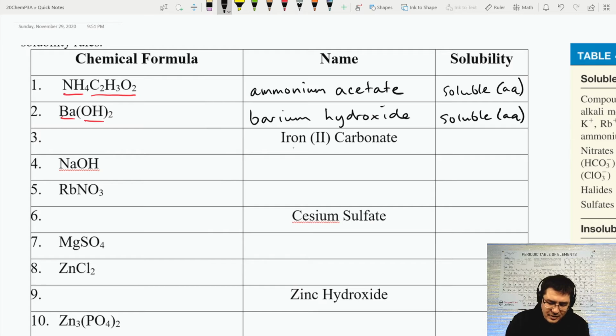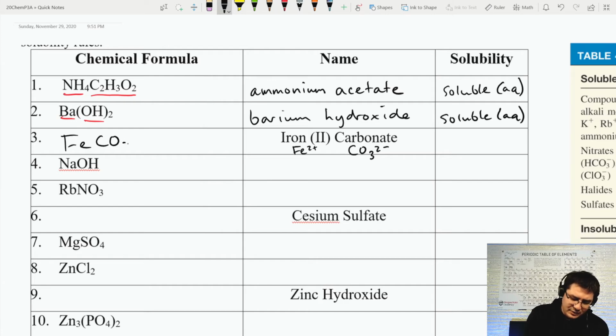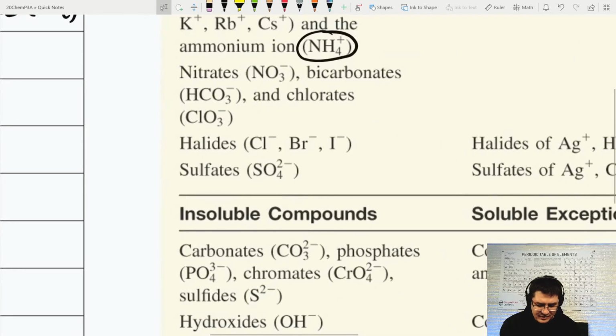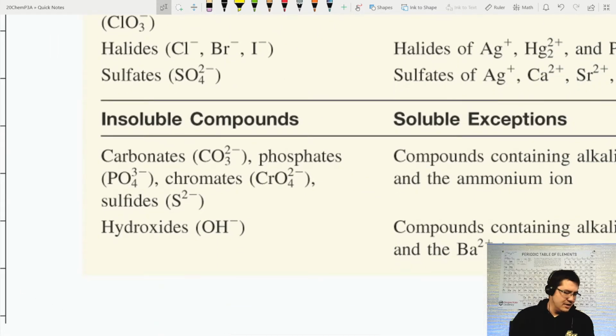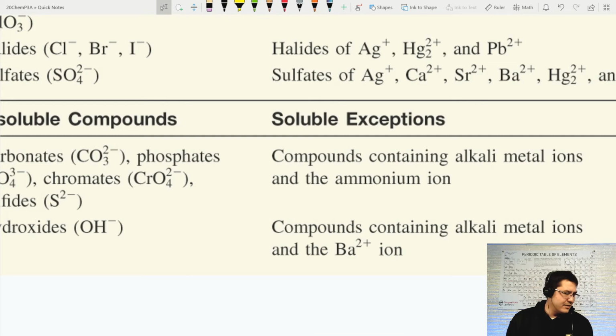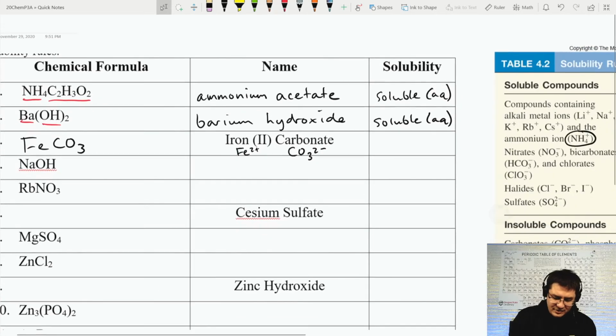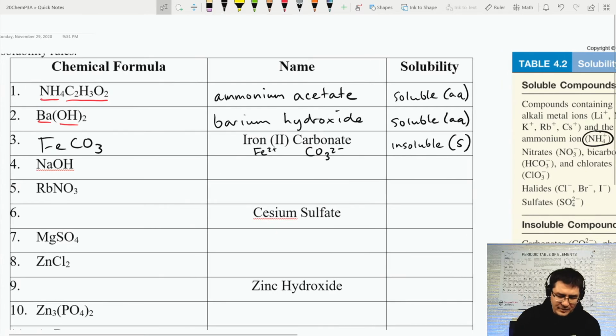Okay, iron 2 carbonate. Iron is Fe2 plus, and carbonate, you look up, is CO3 2 minus. So iron carbonate would be FeCO3, right? Just 1 to 1. And you go look up iron carbonate. Well, carbonates are generally insoluble, except when they contain alkali metals or the ammonium ion. So iron, we said, is not an alkali metal. So this one would be insoluble. All right, write S.